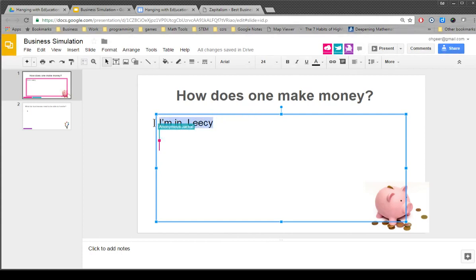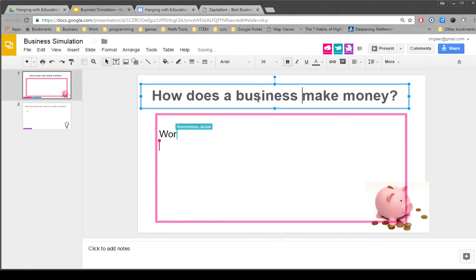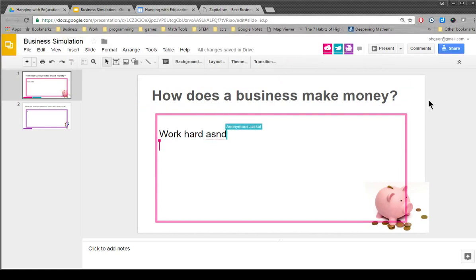So if you want to jot down some ideas in here about how does one make money, since we're doing a business simulation, maybe we should center on businesses. How does a business make money? So this is kind of a KWL exercise that you would do with students. I wouldn't suggest doing it all digitally like this because of our remote nature and how we're connecting to each other tonight. Obviously, this is a little easier to do.